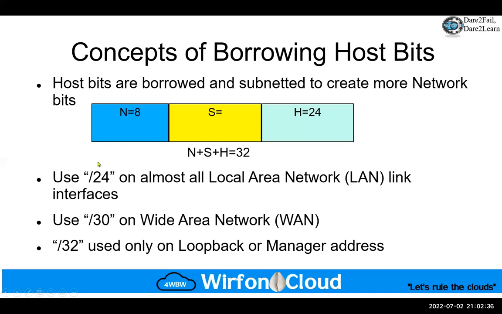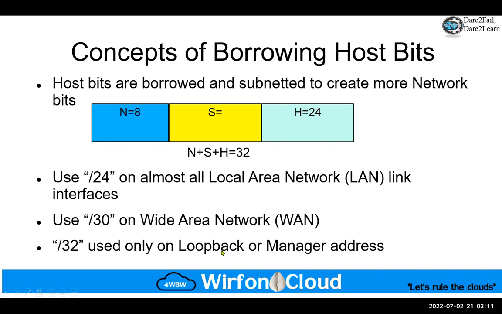And looking at the slash 24, I was saying it is recommended to always use the slash 24 prefix for a local area network link interface. So that's within your local network, you always want to use a slash 24. And for a wide area network, so that's when you're leaving your network and trying to connect to another network, between those two networks in two different areas, you want to use a slash 30.